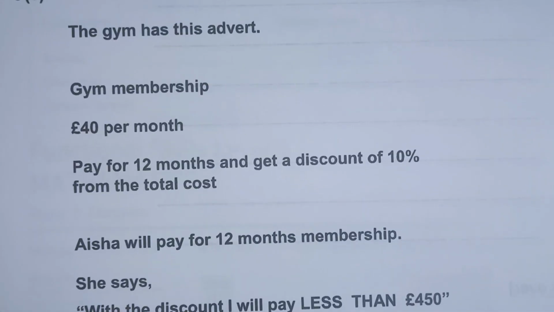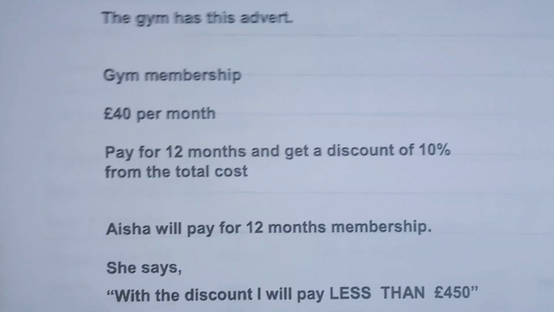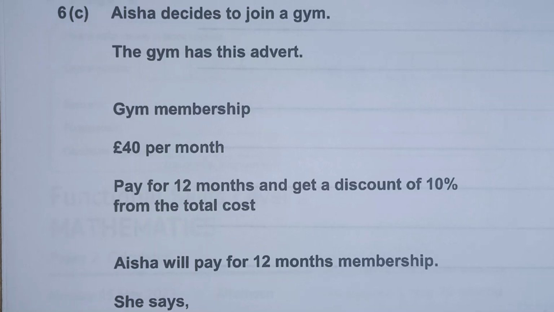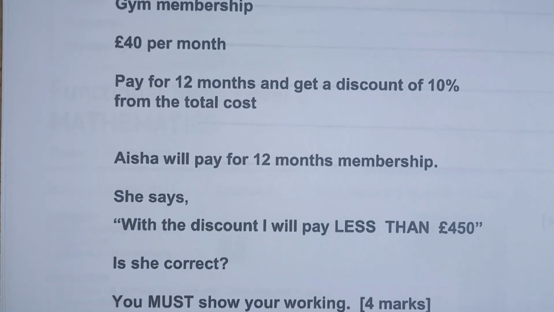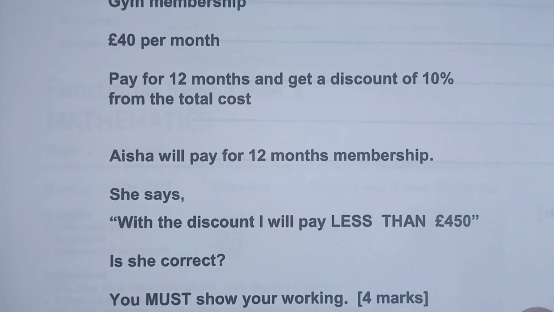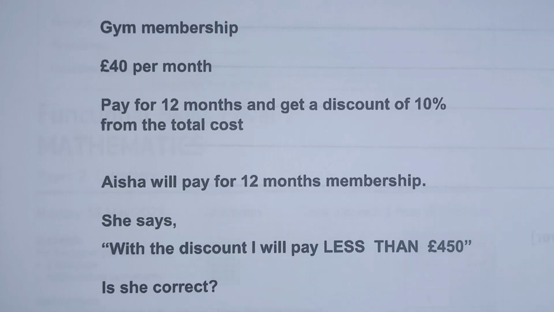And finally, on the non-calculator section, if I just straighten this up, we've got 6C. Aisha decides to join a gym. The gym has this advert. Gym membership, £40 per month. Pay for 12 months and get a discount of 10% from the total cost. Aisha will pay for 12 months membership. She says, with the discount, I will pay less than £450. Is she correct?